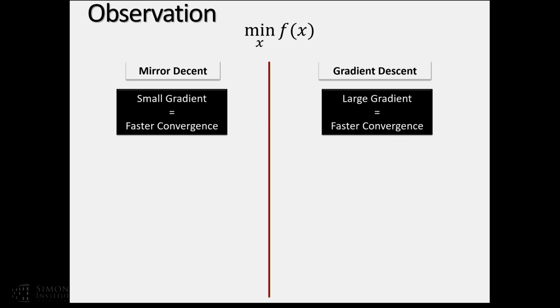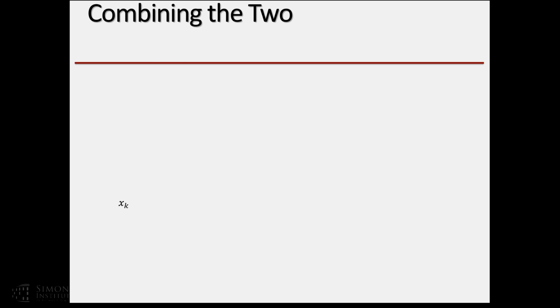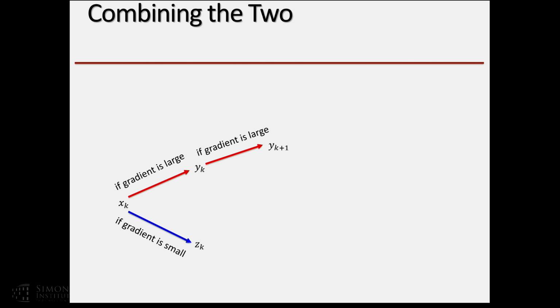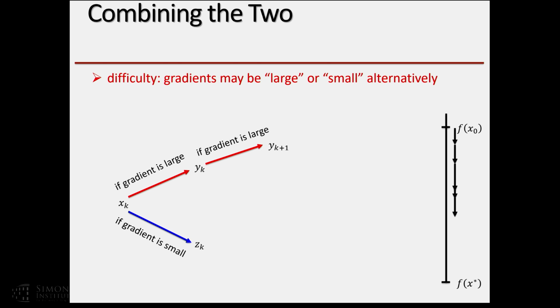The answer is yes, but with some difficulty. So intuitively, at any point x_k, at iteration k, if we see that the gradient is large, we want to do gradient descent because gradient descent performs better. If the gradient is small, we want to do mirror descent. So at this step, we're very happy, things are very simple, but from the next step on, we're in some trouble. If we keep getting, for instance, large gradients, we can keep decreasing the objective one by one, and we're very happy. But unfortunately, the gradients we are receiving may be alternatively large and small. And if this happens, we're in some trouble.